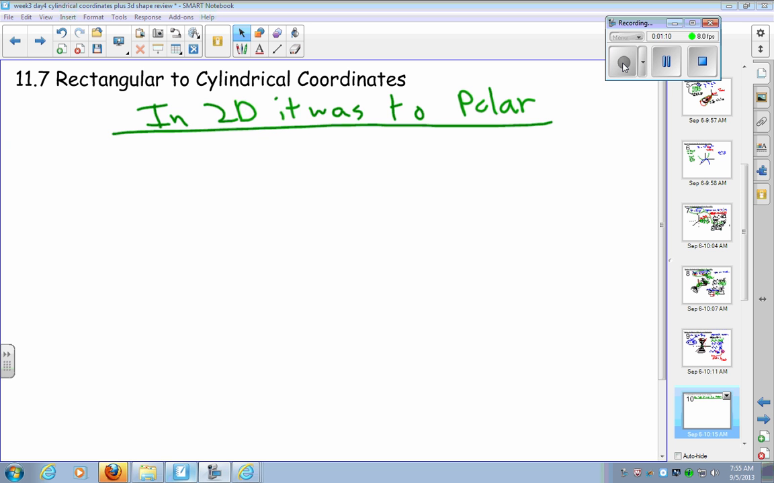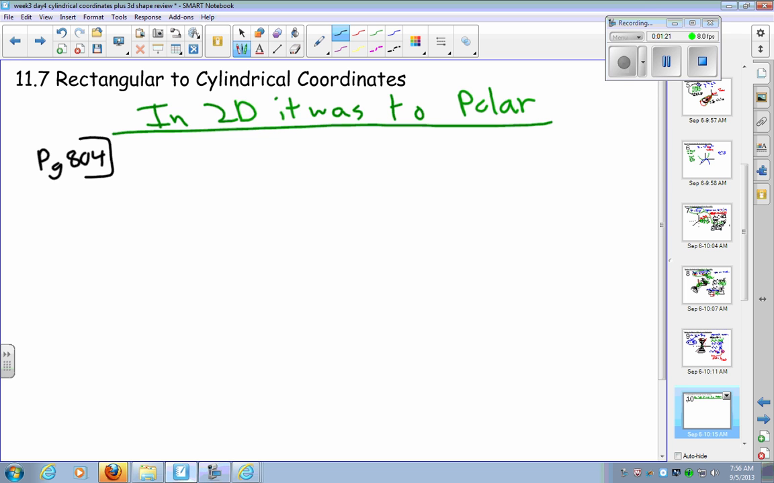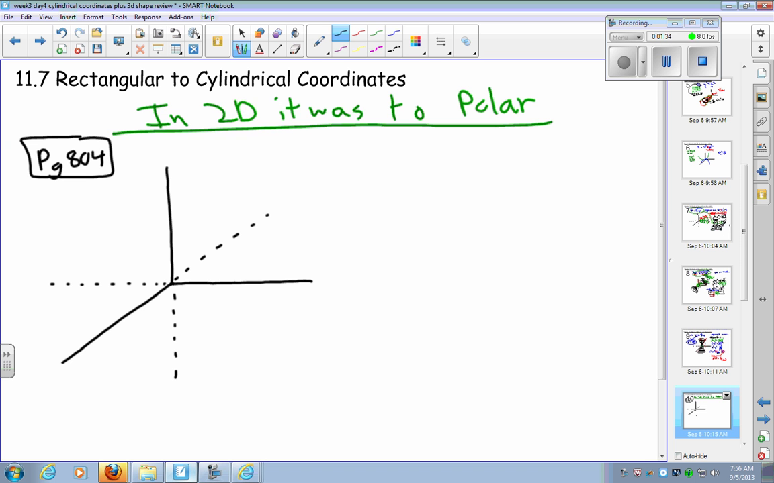So an important graph to understand for you guys is on page 804. And not really a graph, it's more of a diagram, page 804. If you can draw this, you will be just fine in always relating formulas between rectangular, cylindrical, and spherical. Okay? So the y-axis, the z-axis, the x-axis.